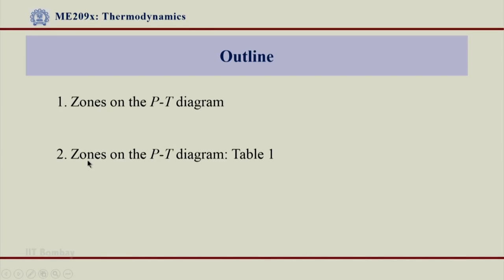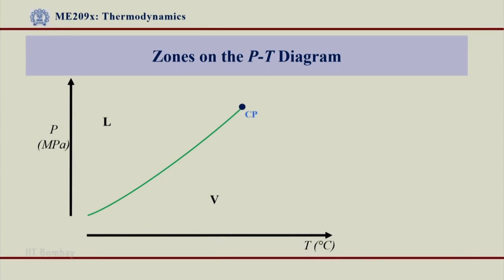Let us try to understand zones on the PT diagram using table 1 first, and we will repeat the same exercise using table 2, because both table 1 and table 2 actually help us to identify a particular thermodynamic system, to identify the zone in which it lies. Alright. So, let us come to the PT diagram.